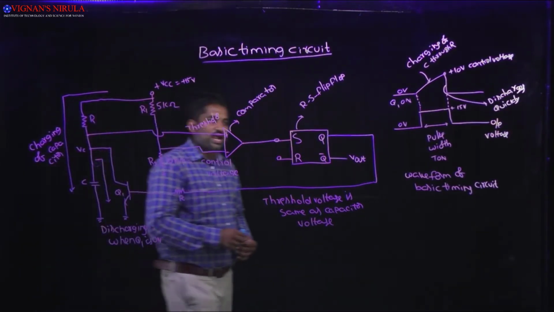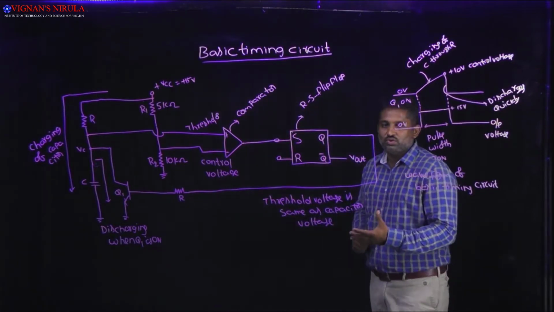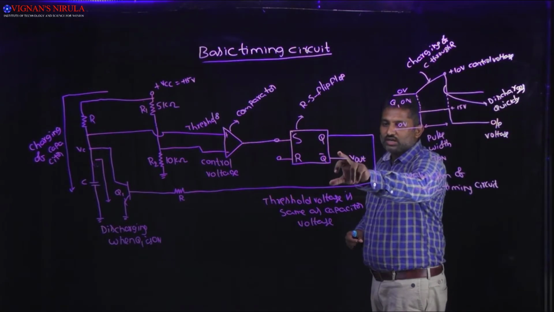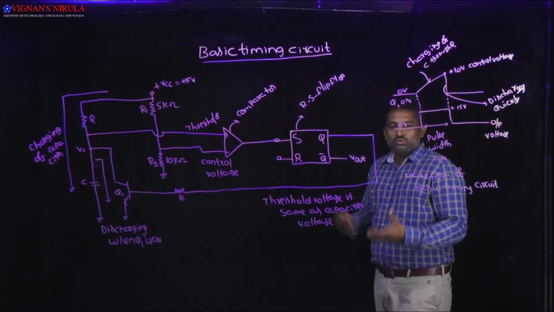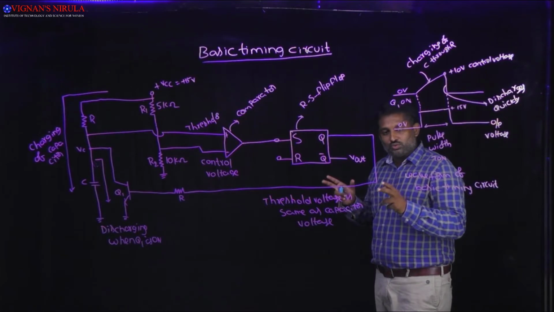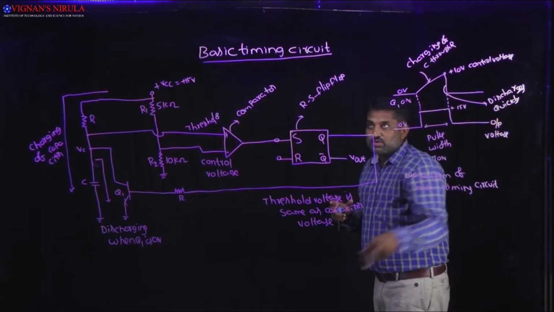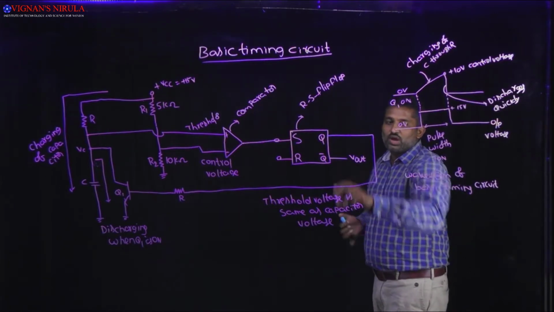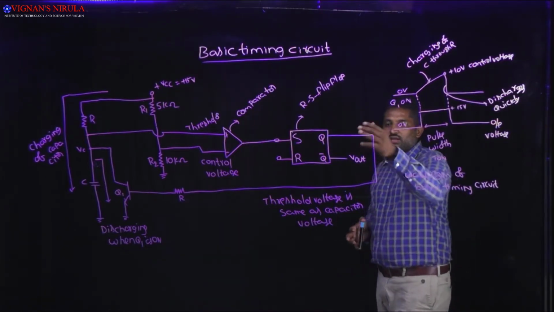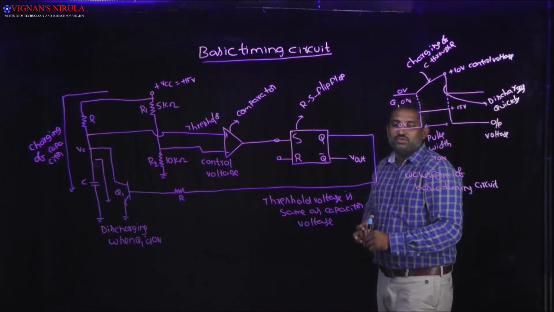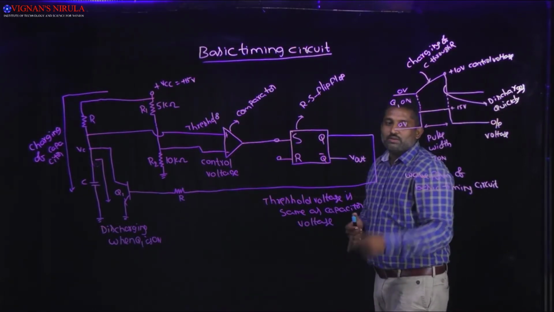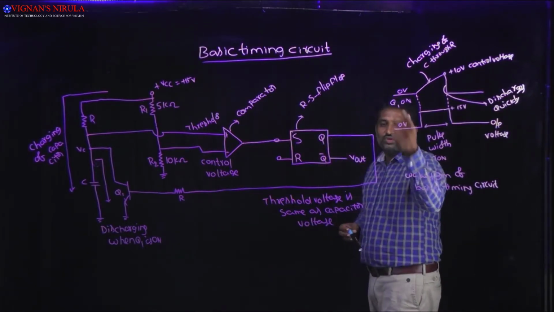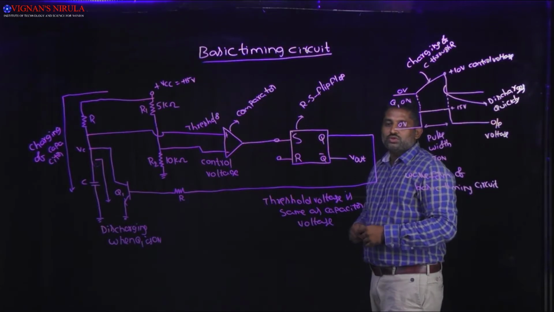Now, to understand the operation of this circuit, first I am going to assume my output Q bar is low. Q bar is the output, not Q. So in the total timing circuit operation, the output is Q bar. If my output Q bar is low, then my output Q will become 1. Why? Because Q bar is the complement of Q. If Q is 1, then Q bar is equal to 0.